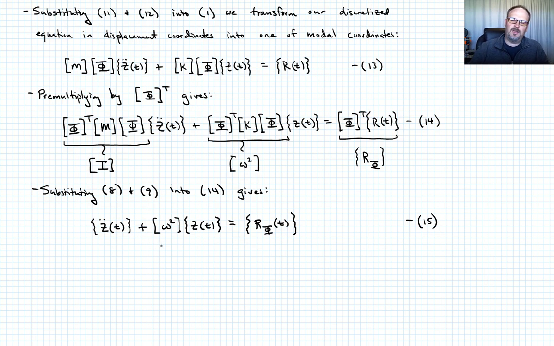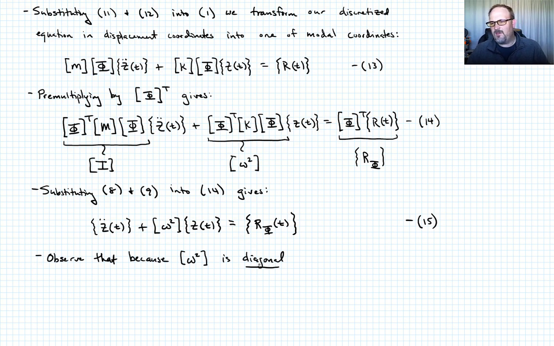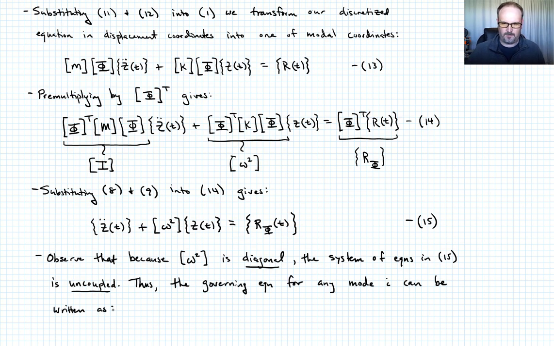So what can we say now? Well, now it's going to become important that this omega squared matrix is diagonal, right? So we can observe that because omega squared is diagonal, the system of equations given in equation 15 are actually uncoupled. So what does that mean? That means that the governing equation for any mode i can be given as follows. We could say that zi double dot plus omega i squared times zi is equal to pi, right? Obviously, zi and pi have a time dependence. Let's call that equation 16.